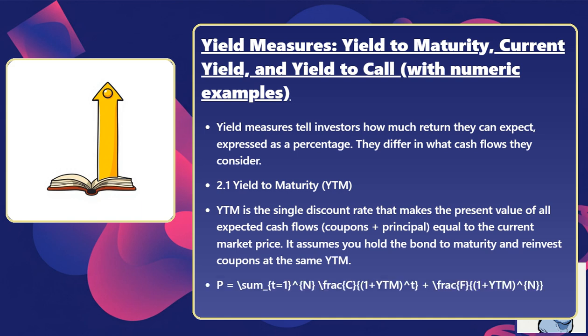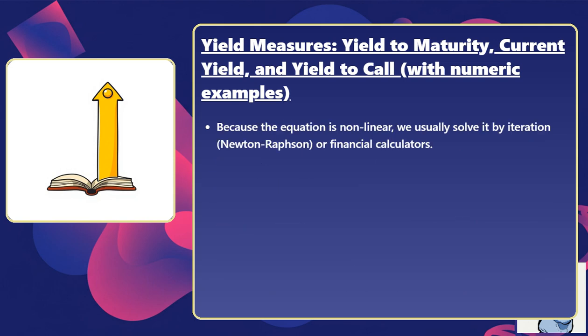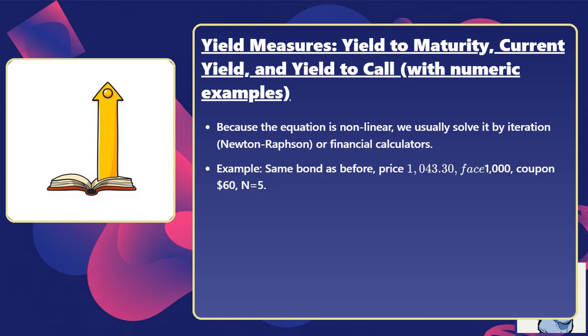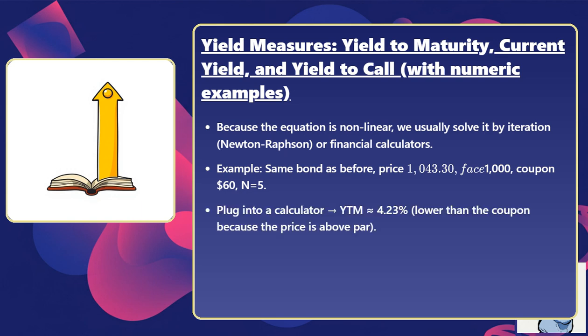Present value equals the sum from T equals 1 to N of C over (1 plus YTM) to the T, plus F over (1 plus YTM) to the N. Because the equation is nonlinear, we usually solve it by iteration, Newton-Raphson, or financial calculators. Example: same bond as before, price $1,043.30, face $1,000, coupon $60, N equals 5. Plugging into a calculator gives YTM approximately 4.23%, lower than the coupon because the price is above par.